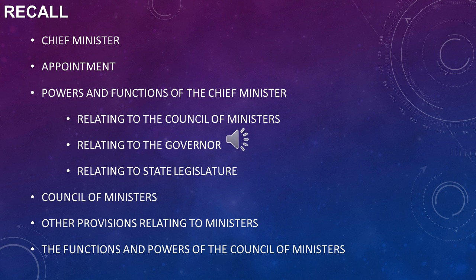Then we discussed about the council of ministers. So as per article 163, there should be a council of ministers to aid and advise the governor. Then we discussed about the functions and the powers of the council of ministers. So they formulate and decide the policies of the state. They are in charge of the departments. They are collectively responsible to the assembly. So various powers we have discussed in our previous class. So chief minister, then council of ministers. So today's class we will discuss about the state legislature.